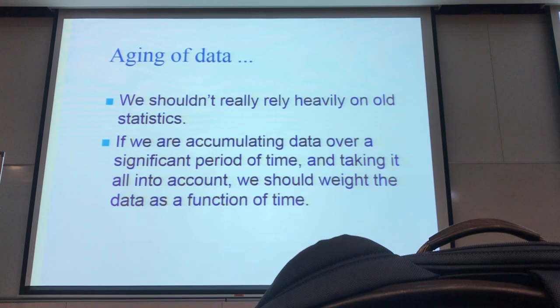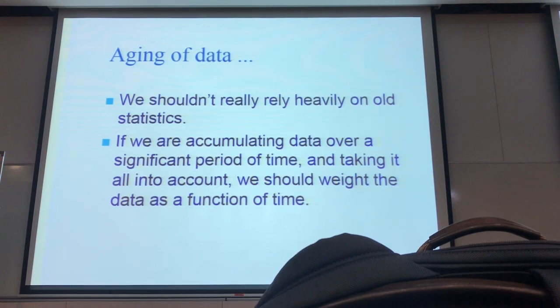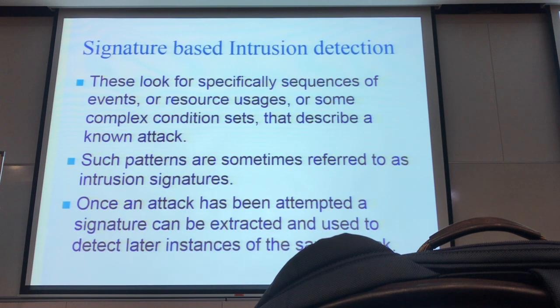So in a real intrusion detection system, we need to take the age of the data into account. When we calculate the base profile, we need to give more weight to recent data and less weight to previous data. This again makes the system more complex. For example, you need to define the half-life of the data and find a formula that reflects the age of the data. That is a more complex approach.